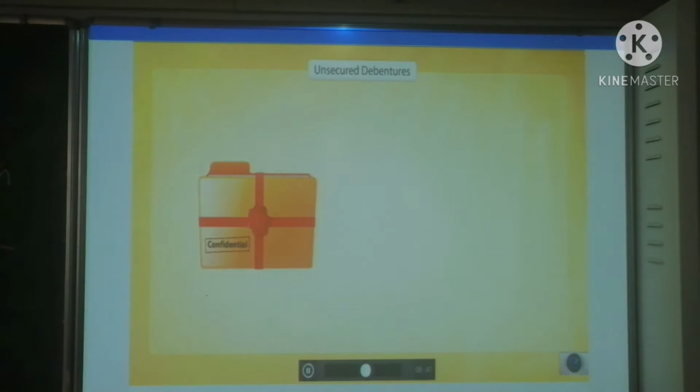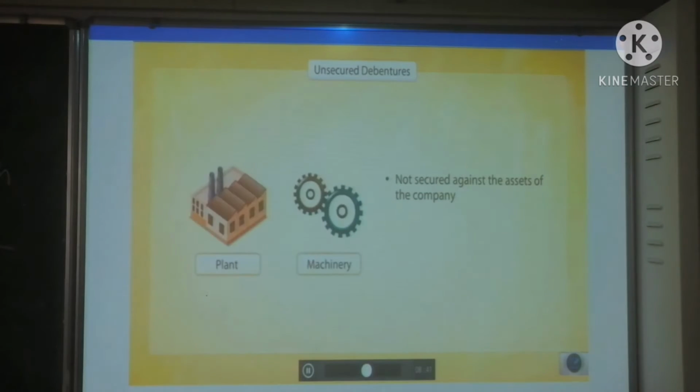Unsecured debentures are not secured against the assets of the company. In fact, there is no security when it comes to repayment of the principal amount and interest. Normally, a company does not issue these debentures.